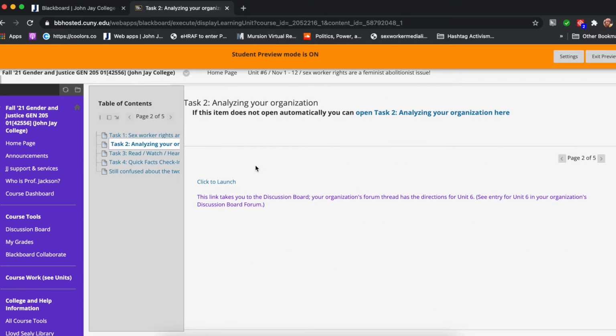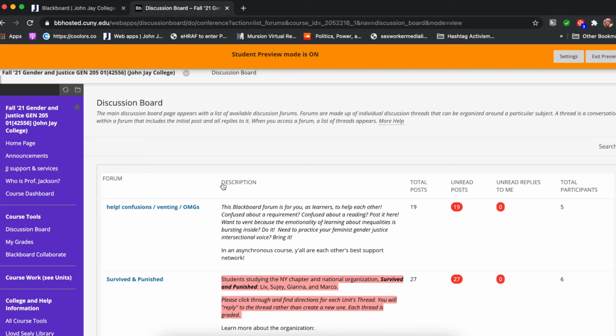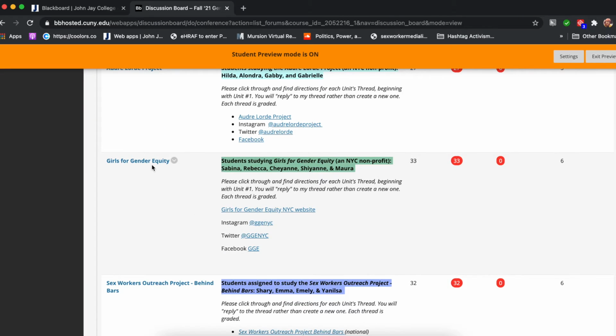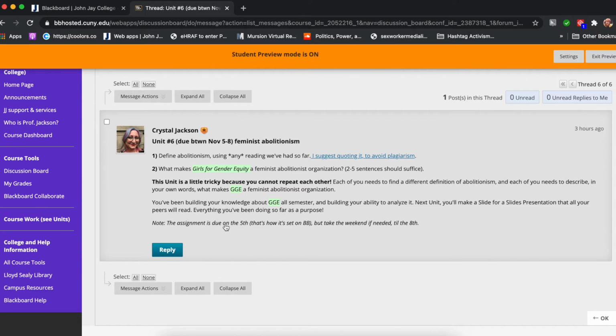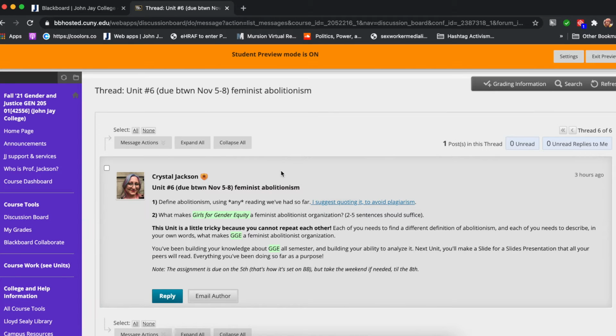Task 2, you're going to continue to analyze your organization. We're getting very close to the end here. And so you'll click through to your discussion board. For example, here I am in Girls for Gender Equity, Inc. And you'll click on the Unit 6 thread. And here's what I want you to do for this one.